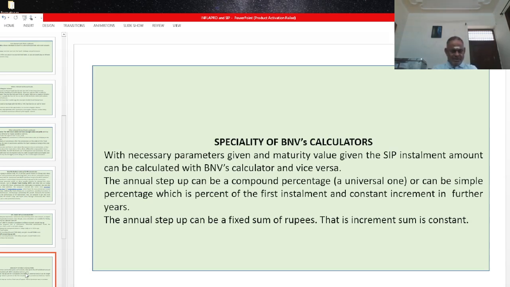With the necessary parameters given, the maturity value is given, the SIP installment amount can be calculated with BNV's calculator and vice versa. The annual step up can be a compounded percentage, universal one, or can be a simple percentage, which is a percentage of the first installment and constant throughout, or in constant increments in further years. The annual step up can be a fixed sum of rupees. Instead of percentages, a sum of rupees also can be specified as the annual step up. That increment sum is constant.